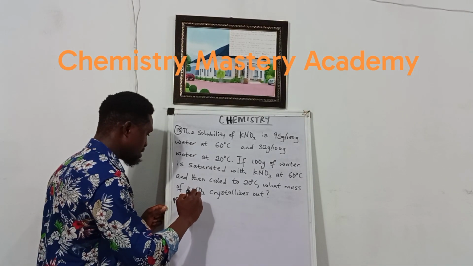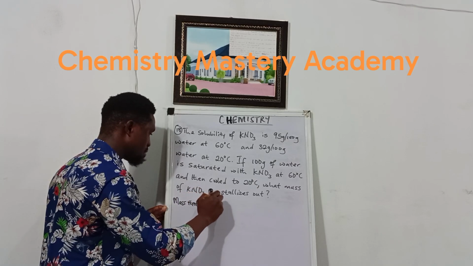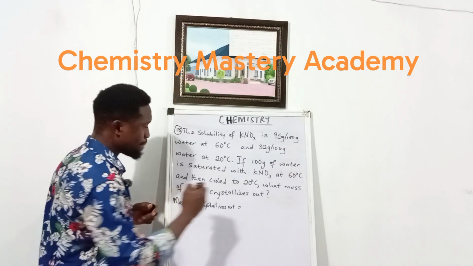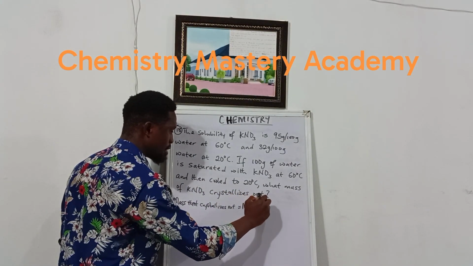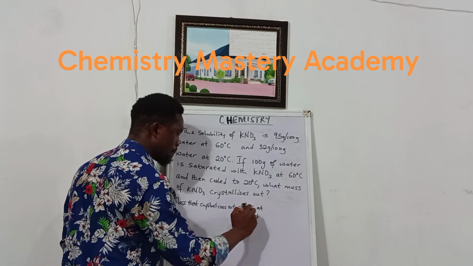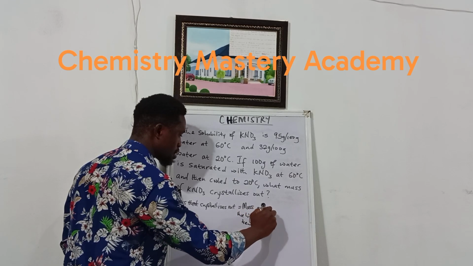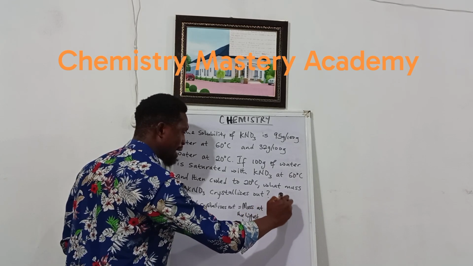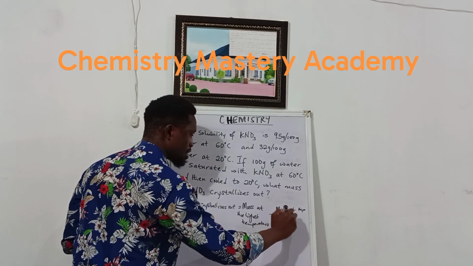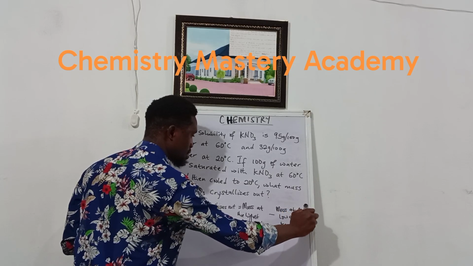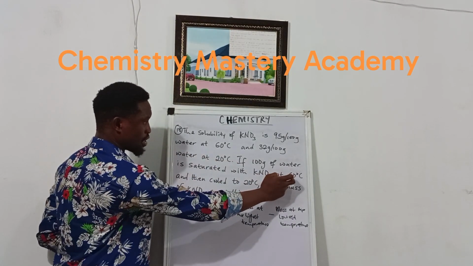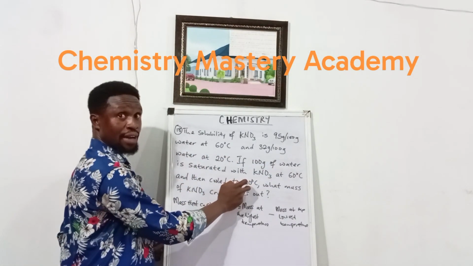Mass that crystallizes out is equal to the mass at the highest temperature minus the mass at the lowest temperature. Okay? So now, look at this. The highest temperature is 60 degrees and the lowest temperature is 20 degrees, right?